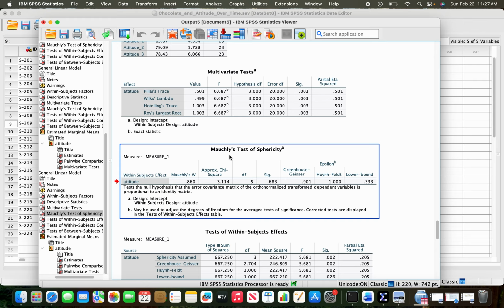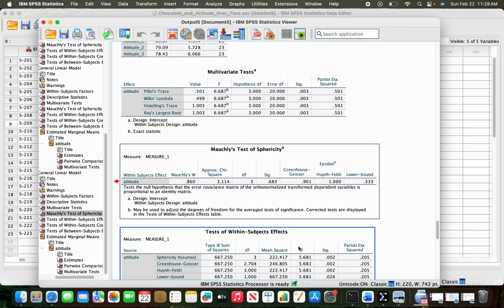What we're looking for is that approximate chi-square of 3.114 with a p-value of 0.683. Because this is greater than 0.05, we can assume that sphericity exists, or sphericity is assumed. So we're going to be using this top row. If this number was less than 0.05, then we would choose Greenhouse-Geisser and use that correction here. So we're looking at the significance of 0.002, that is less than 0.05, so that is good.